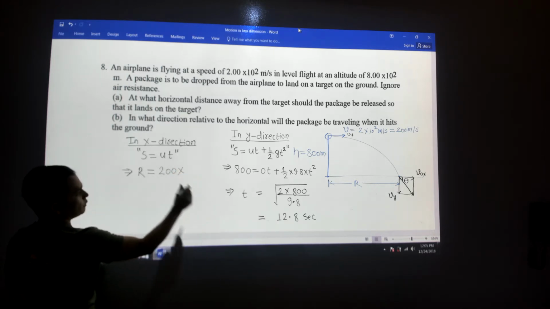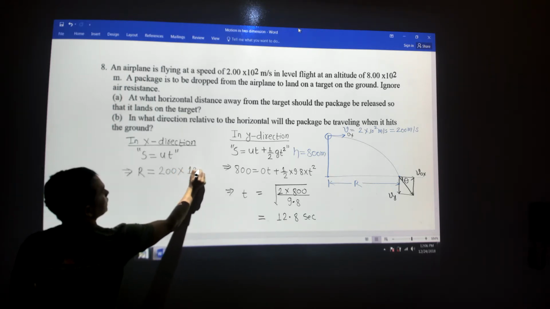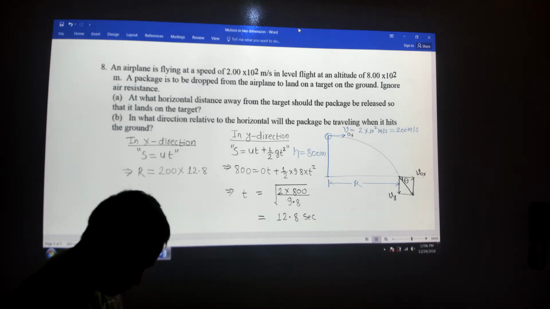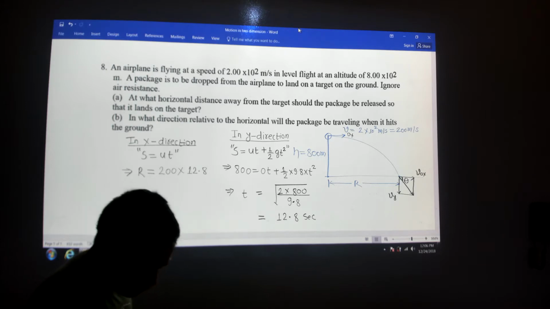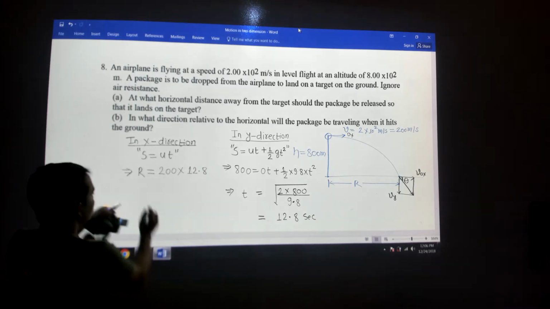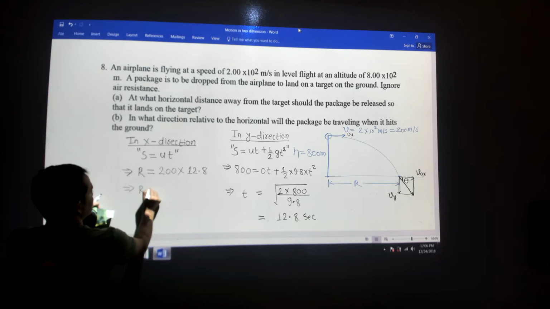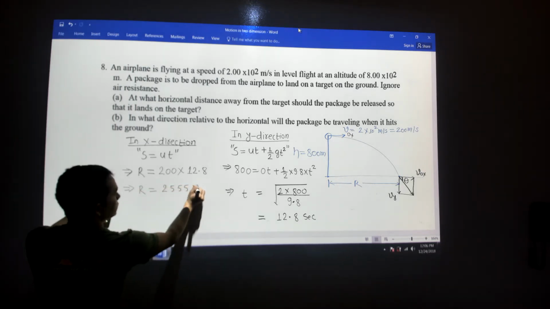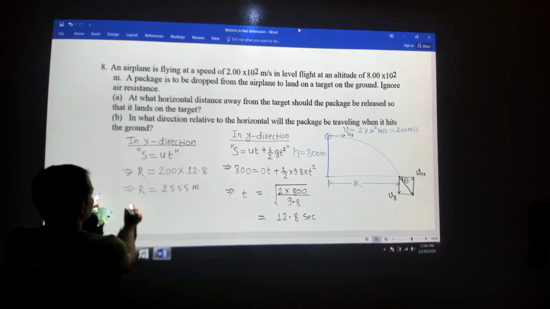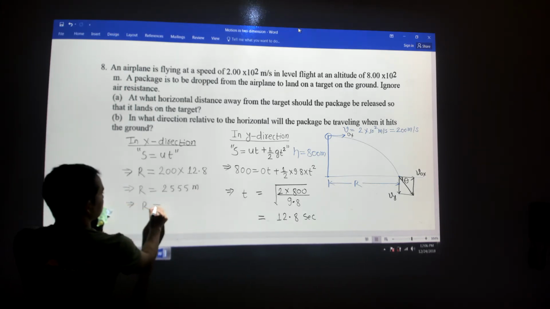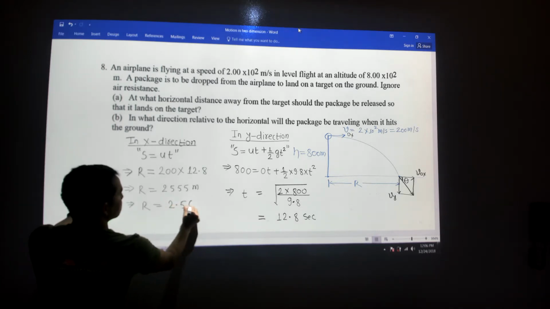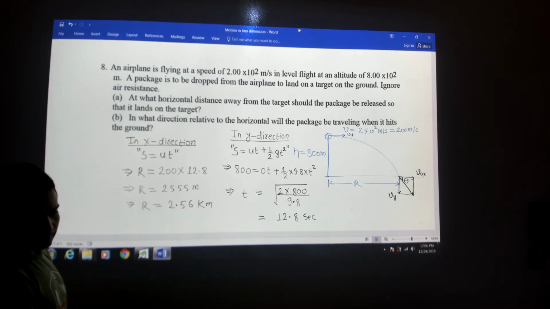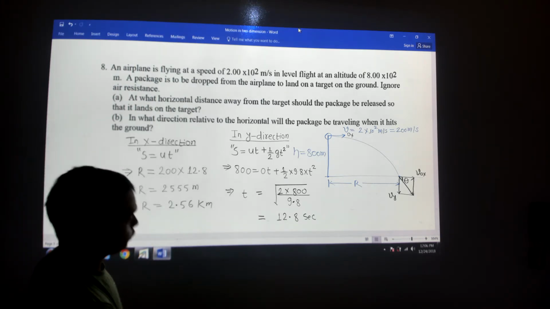and then you have to multiply by the time, 12.8. Again, use the calculator, 12.8 times 200, and your answer is 2555 meter, or in other words, we can write this as 2.56 kilometer if you want to express in kilometers. Okay, so we got this one now.